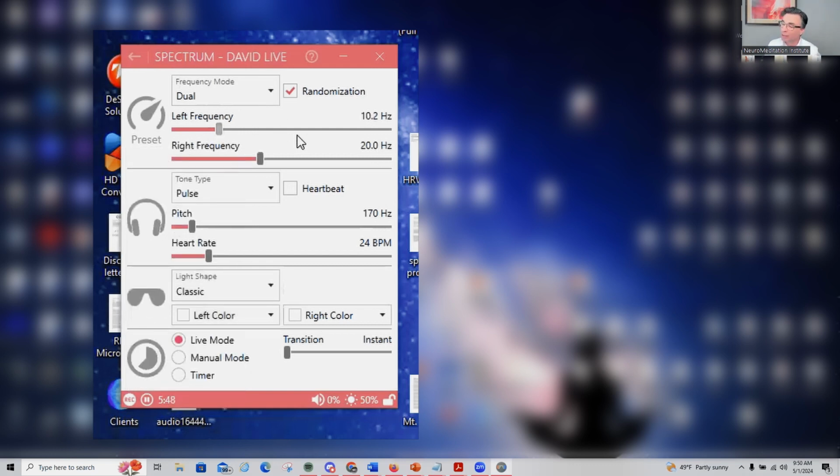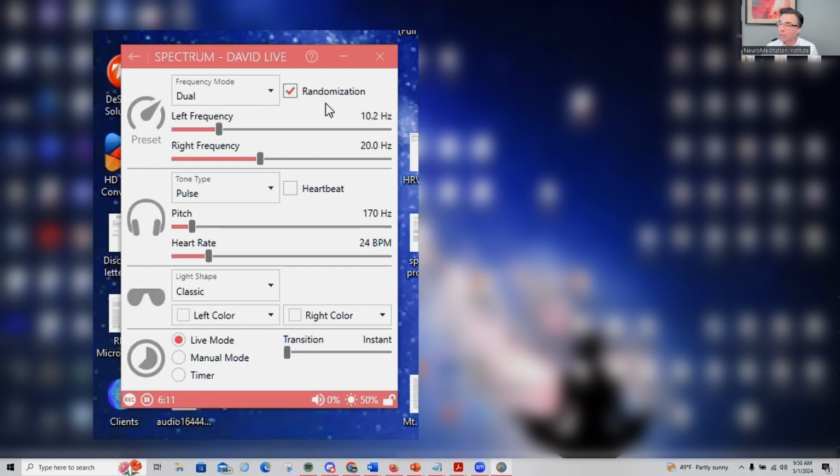Now, you remember I said that the left and right frequencies are doing different things. So now you can see it. As soon as I clicked mood booster, you see that the left frequency is 10.2. That was that healthy alpha, remember? The right frequency is at 20. Now, there's a couple of things that are important about this.